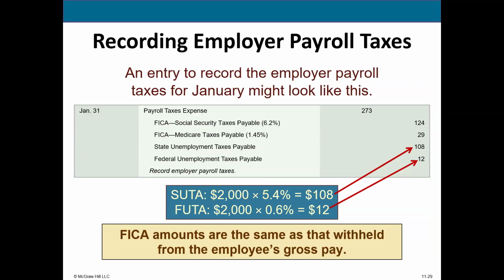So the employer has to record these as well, and so we do those through journal entries. So at the end of each month, we debit the payroll tax expense, and we credit the Social Security tax payable, Medicare tax payable, state unemployment tax payable, and federal unemployment tax payable for each employee. Where we got the rates is we take the gross salary amount and we multiply that by the respective percentages. And that's how payroll accounting works.